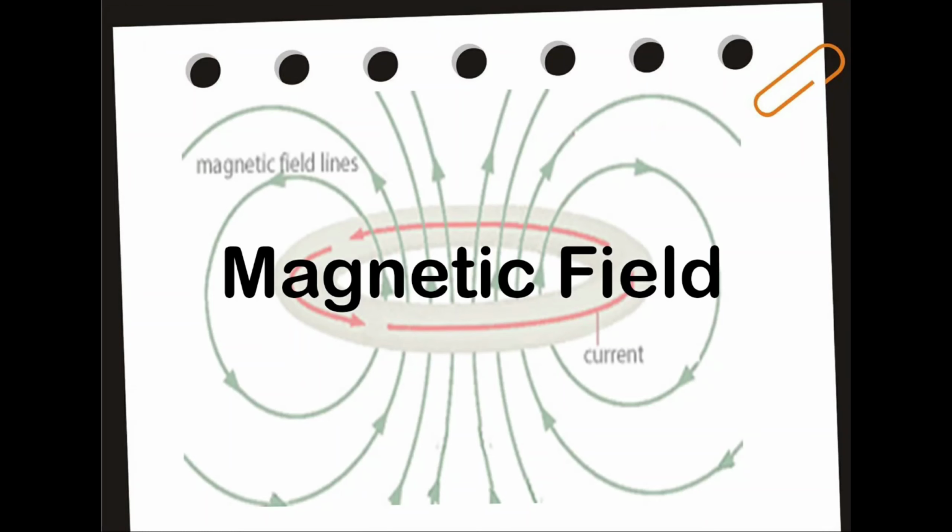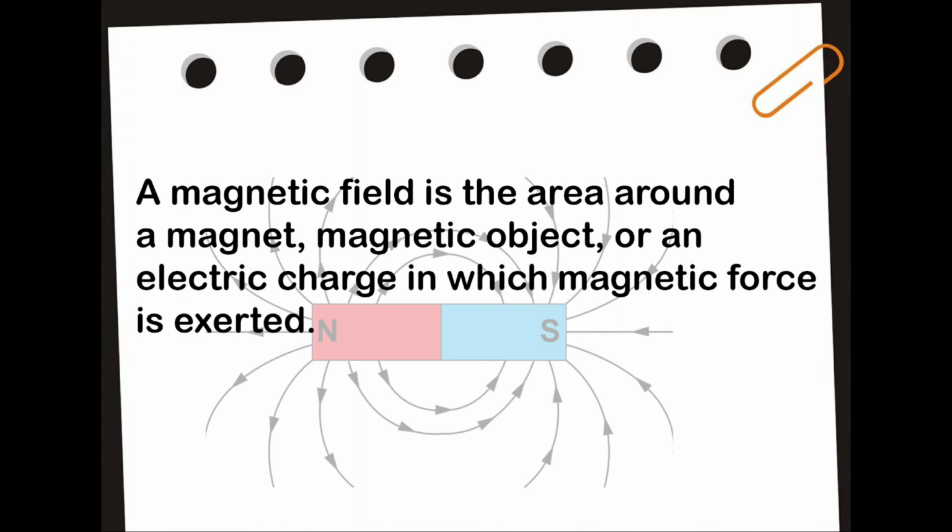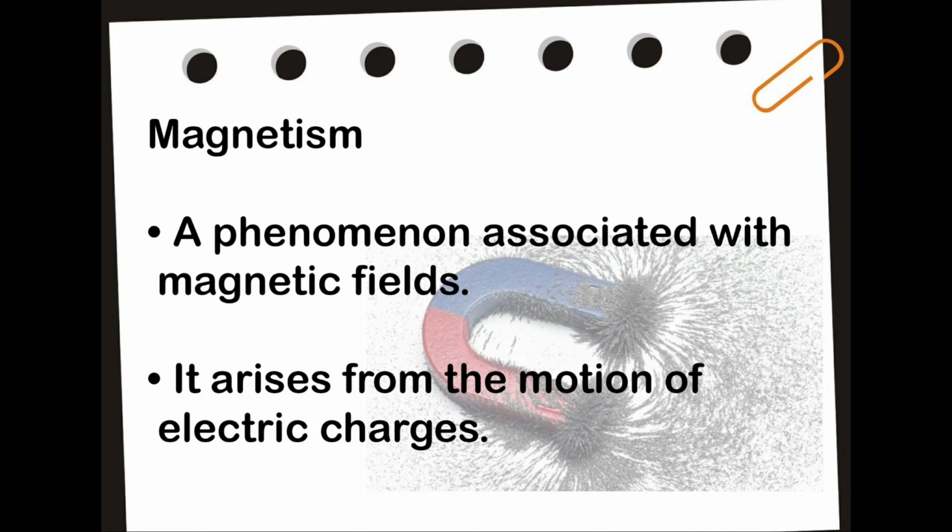Now let's talk about magnetic field. A magnetic field is the area around a magnet, magnetic field, or an electric charge in which magnetic force is exerted. Magnetism is a phenomenon associated with magnetic fields. It arises from the motion of electric charges.